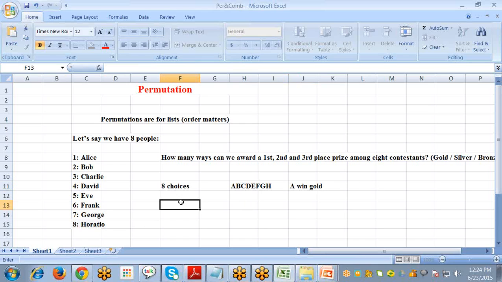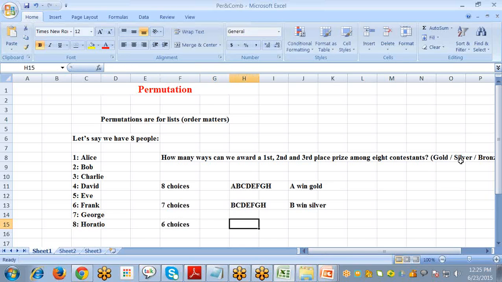Okay. So next, for the silver medal we have the remaining 7 choices, which are B, C, D, E, F, G and H. Let's suppose B wins silver. And next we have the remaining 6 choices for the third prize, which are C, D, E, F, G and H. And let's suppose C wins bronze.